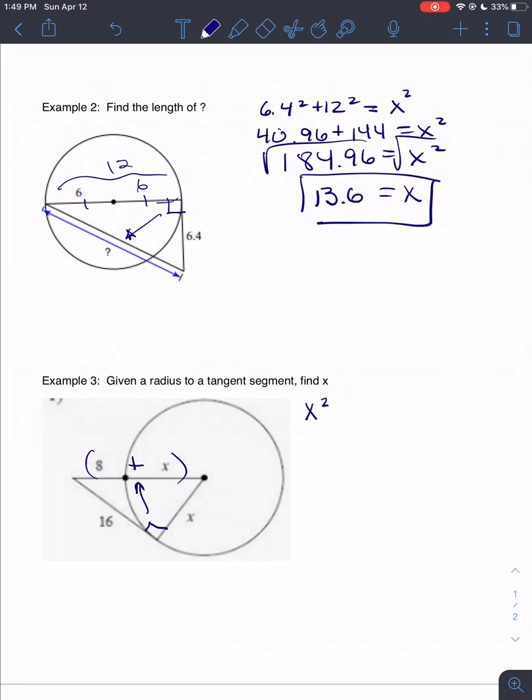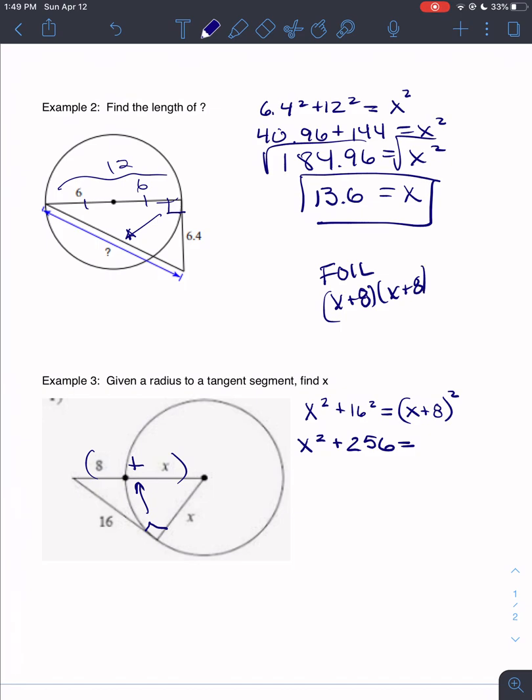We're going to say x squared plus 16 squared equals x plus 8 quantity squared. So we get x squared plus 16 squared, 256, equals, and remember to square that binomial, we have to FOIL it. So let's go ahead and do that. We're going to FOIL x plus 8 times x plus 8. We'll do our first, gives us our x squared. Outside is 8x, inside is 8x. And our last is 64.